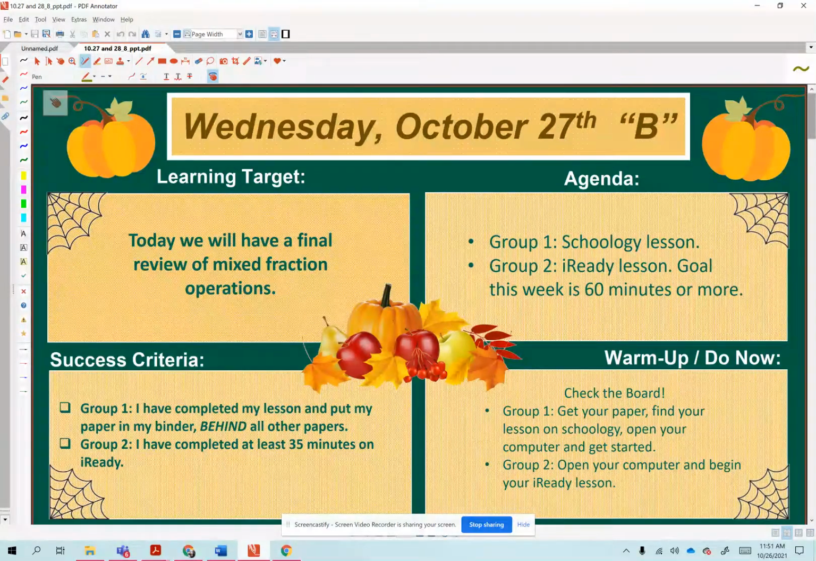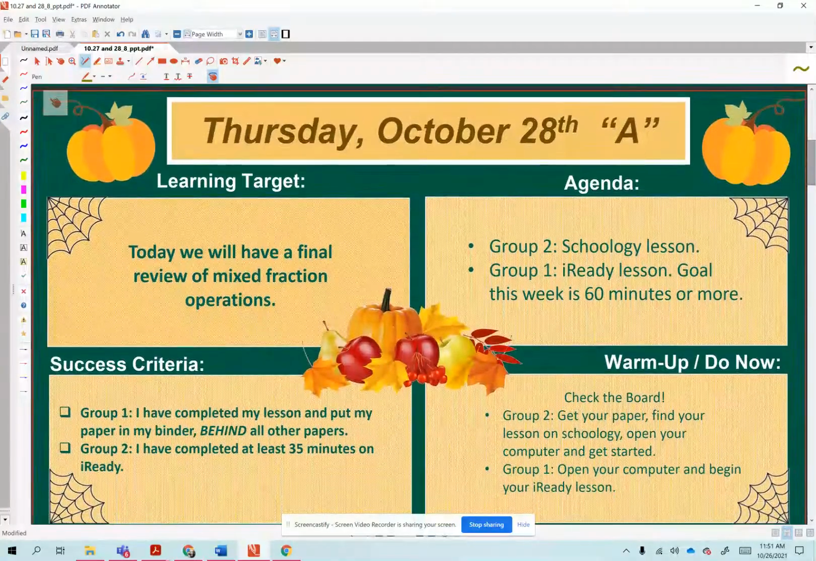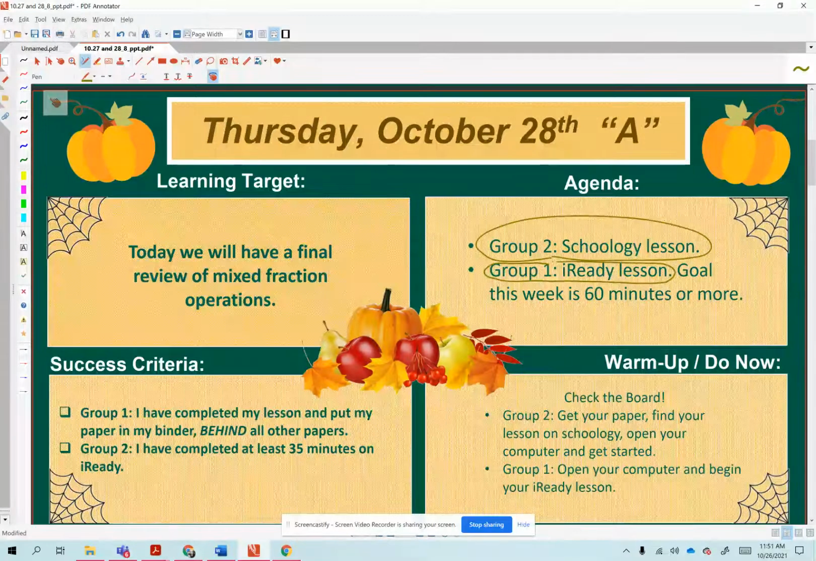So for group one, if it's Wednesday, October 27th, we'll be doing this lesson, which is in Schoology, and group two will be doing iReady. So if you're in group two and it's Wednesday, you need to get yourself on iReady. If today is Thursday, then group two, this is your lesson, and group one, you should be on iReady.